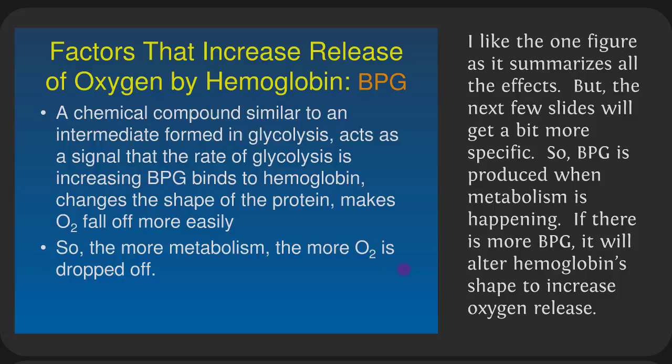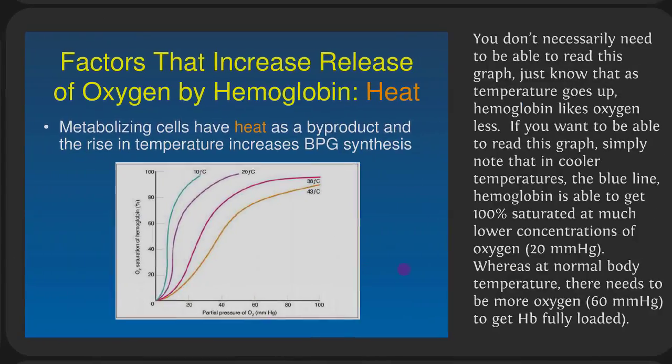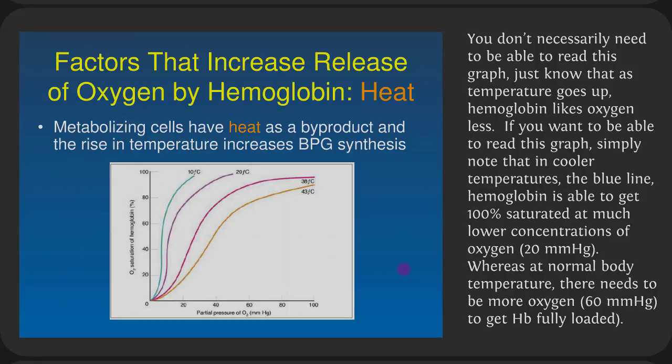So BPG is produced when metabolism is happening. If there's more BPG, it's going to alter hemoglobin shape to increase oxygen release. We don't necessarily need to be able to read this graph. Just know that as temperature goes up, hemoglobin likes oxygen less. It takes a higher concentration of oxygen to get oxygen onto the hemoglobin.